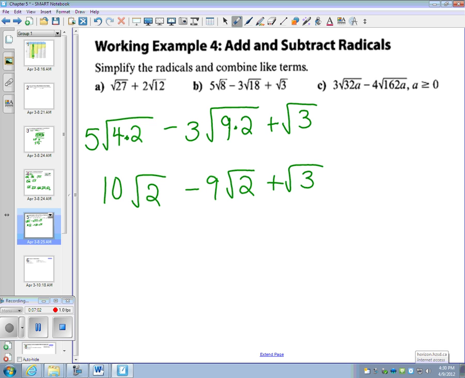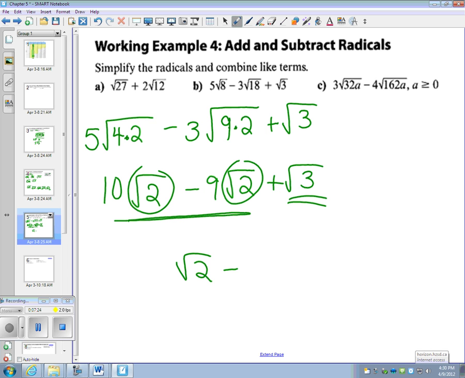Okay, what can I combine here? I can combine these two because they are like radicals. They both have the same index and the same radicand. This one I cannot combine. I can't add x's and y's. I can't add root 2's and root 3's. So all I can do is say I have 10 root 2's minus 9 root 2's, so I'm only left with 1 root 2, and then I still have this root 3. So that's as simple as I can make that one.